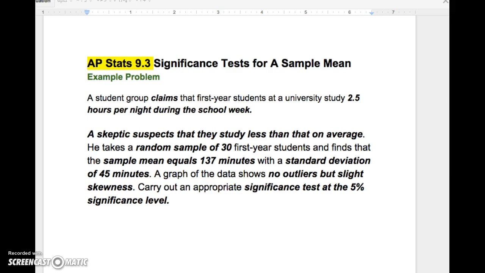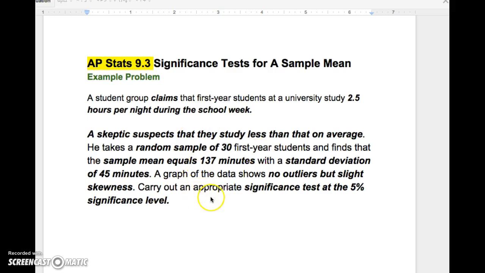Here we've got a student group that claims that first-year students at a university study 2.5 hours per night during the school week, but a skeptic suspects that they study less than that on average. Each of these parts in bold and italics are key parts to know about how to put together the problem and what we need. Your null hypothesis is the claim that there's no difference, so the null hypothesis would be that mu equals 2.5 hours, and what we suspect is that it's actually less, so that would be our alternative hypothesis.